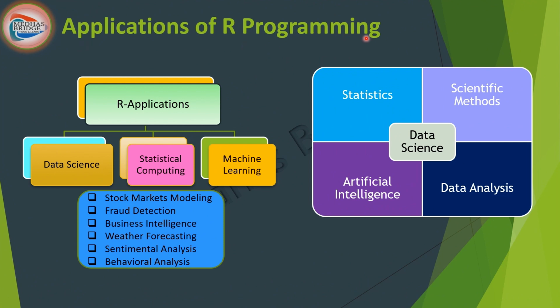Applications of R programming. R is used in the fields of data science, statistical computing, and machine learning. Yes, some of the applications of R: stock market modeling, fraud detection, business intelligence, weather forecasting, sentiment analysis, behavioral analysis, data science, statistics, scientific methods, data analysis, artificial intelligence. All these are areas where you can see R programming.